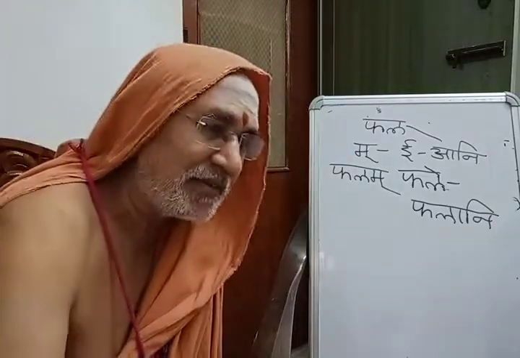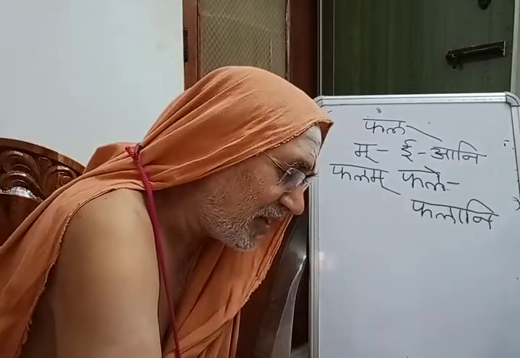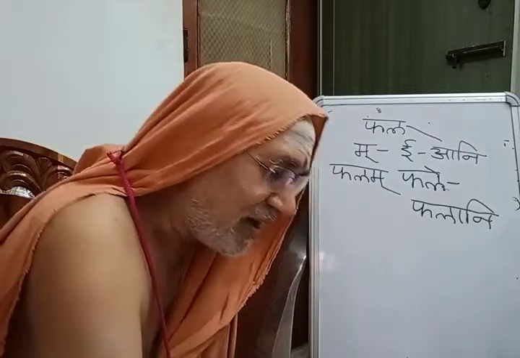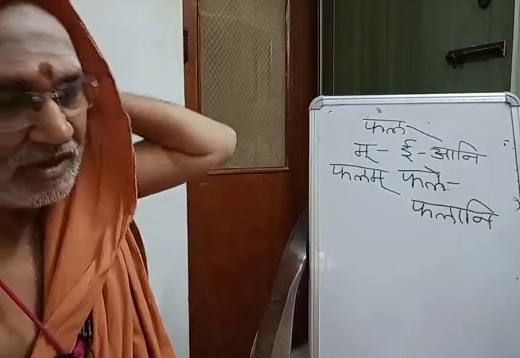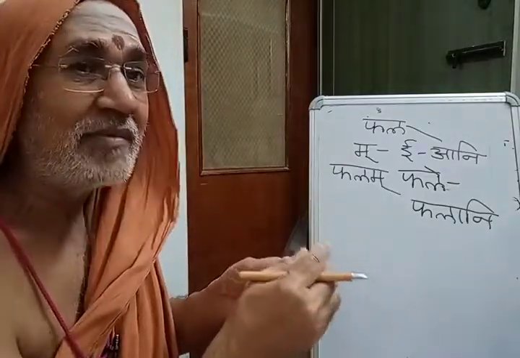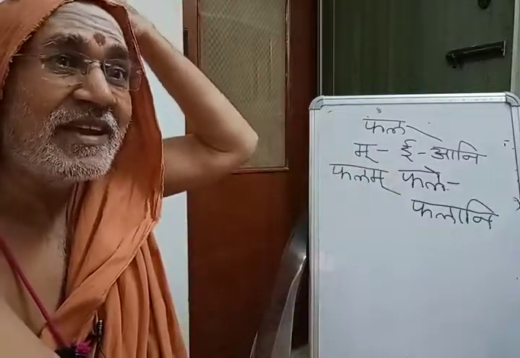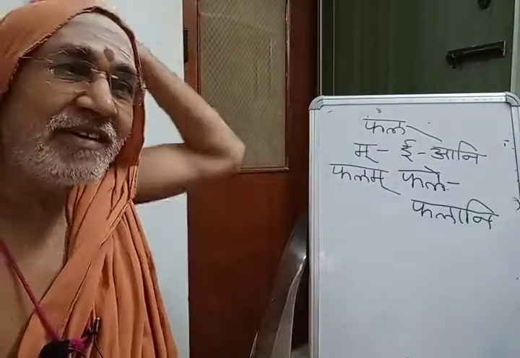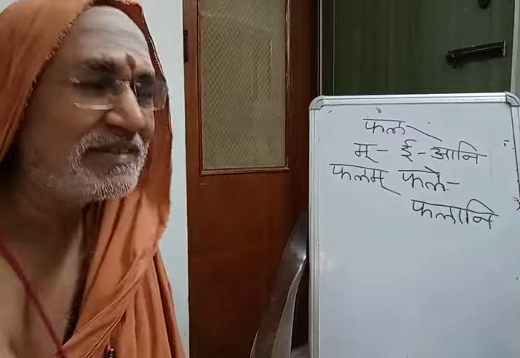Okay. There is a rule. That's why in the beginning there are too many grammar rules. Jalam is Napumsakalinga. Jalam, jale, jalani. Jalani means waters, many waters brought from many areas, many rivers. It is called jalani, but ultimately, commonly it means the same.